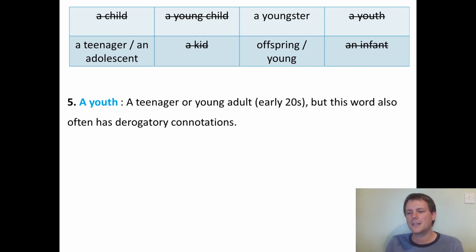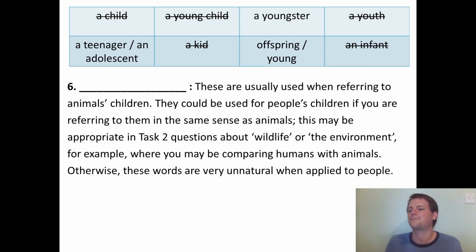A youth. This is another common mistake that I notice students make, particularly with youth, the countable noun. Youth, the uncountable noun, is something a bit different, but in a countable form, it has derogatory connotations, is a bit offensive to young people. You can have a sentence like, my elderly neighbor is often harassed by youths. That's how the word is used, not in a nice way for describing these people. So yeah, watch out for that.